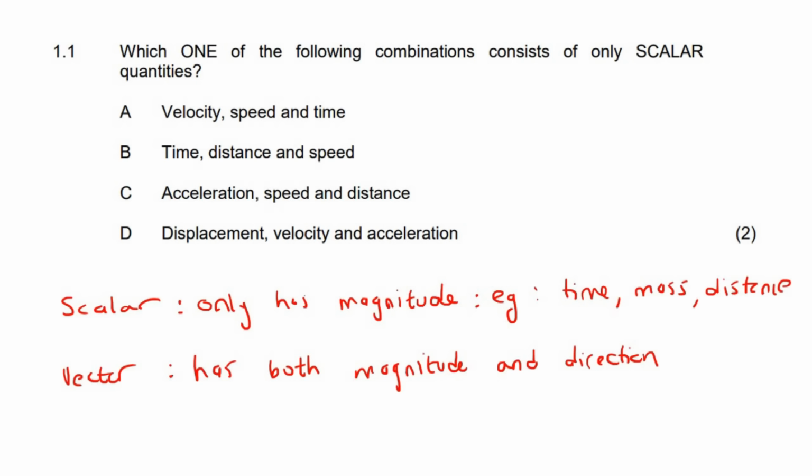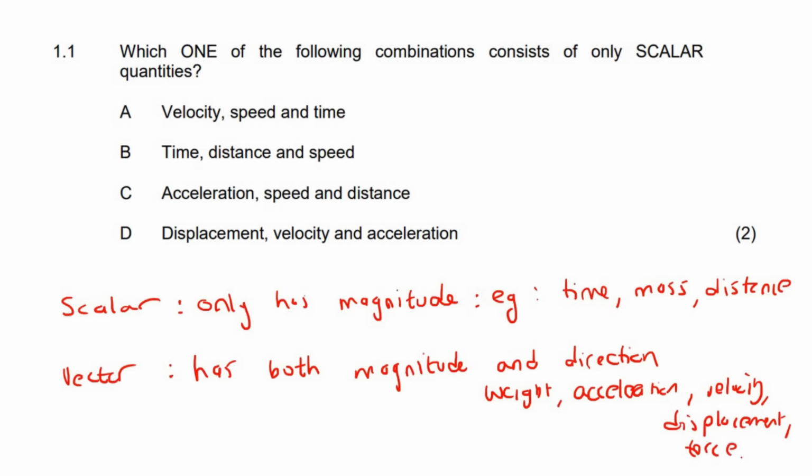whereas things for vectors would be things like weight, acceleration, velocity, displacement, force, and so on. Some more examples here would be speed as well as energy. All of those are scalars.